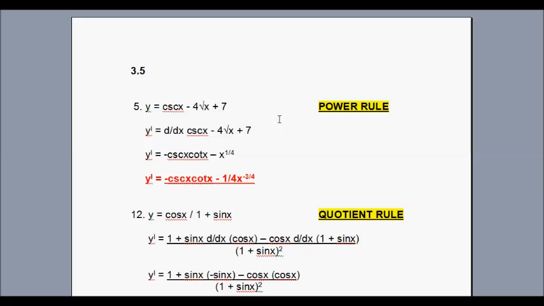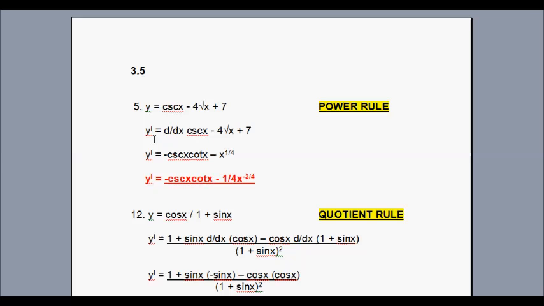Number 5, the problem says, it wants you to find the derivative of y equals cosecant x minus 4 radical x plus 7. Now, the main thing we're going to be doing on this function, finding the derivative of this function, is we're going to be using the power rule. So what I did is I wrote out the problem first, and then I did y prime equals the derivative of cosecant x minus 4 radical x plus 7.